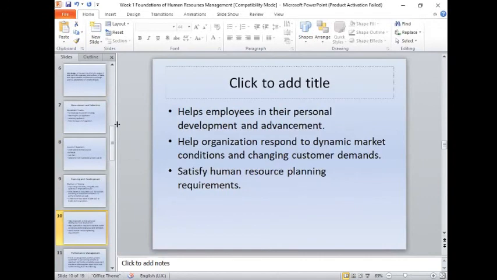And also the objectives of training and development: it will help the employees with career advancement, as I said, for promotion, and also help the organization respond to dynamic market conditions and changing customer demands. That's why we train people to become flexible and capable of adapting to changes. And of course, training and development also aims to satisfy the human resource planning requirements.